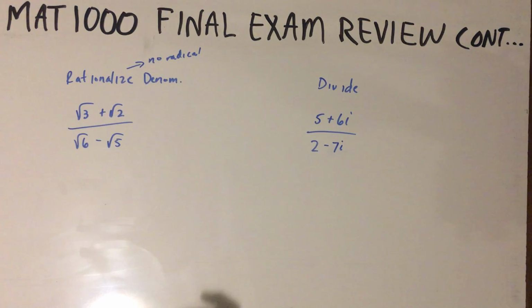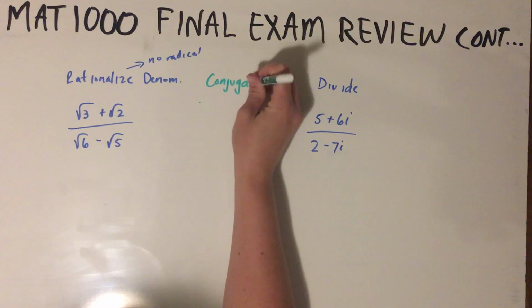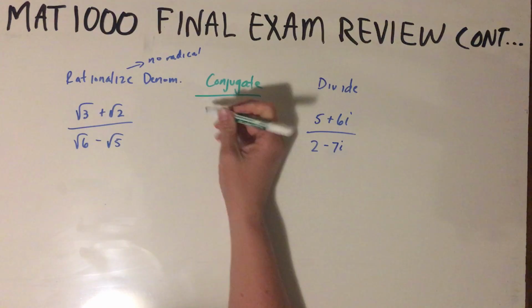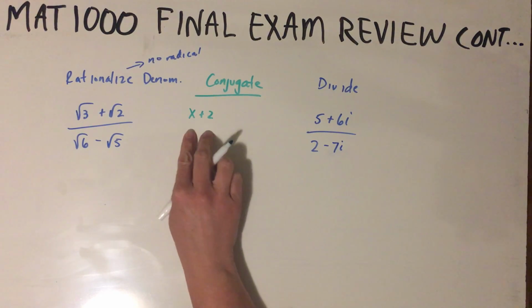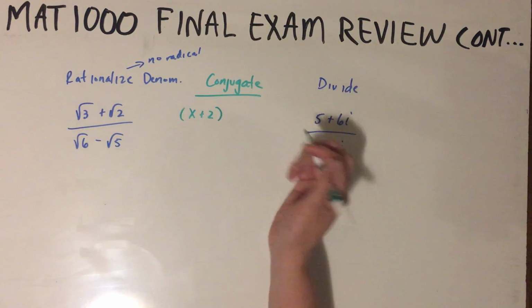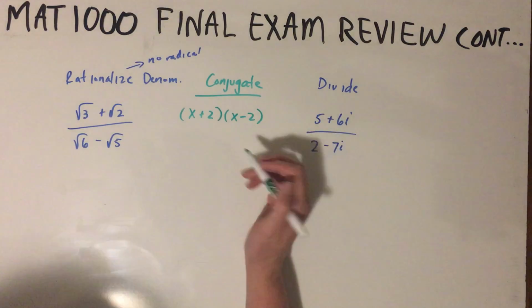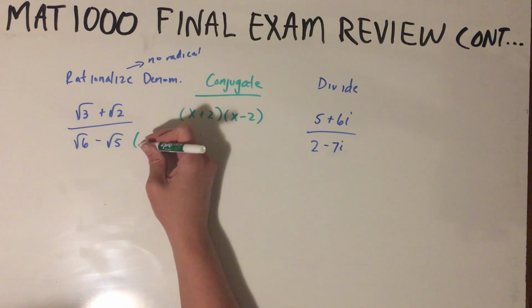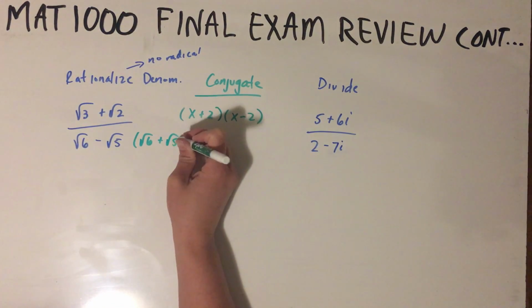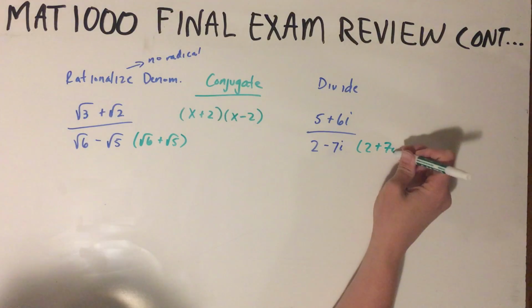So the process here is I'm going to use this concept of a conjugate. Conjugates are the same two terms. Like if I had x plus 2, there's two terms because they're separated by addition and subtraction. So this is a binomial, and a conjugate is the same two terms but with opposite signs. So if I had x plus 2, the conjugate would be x minus 2. If I have the square root of 6 minus the square root of 5, then the conjugate would be the square root of 6 plus the square root of 5. Okay, if I have 2 minus 7i, then the conjugate would be 2 plus 7i.